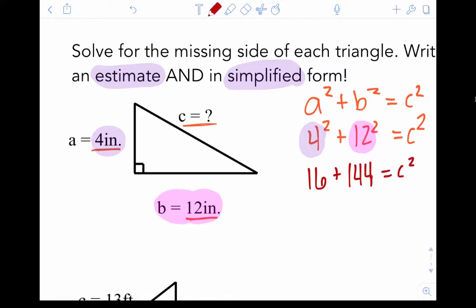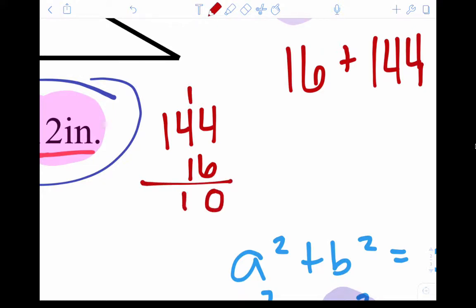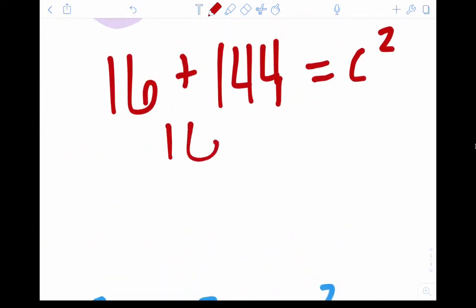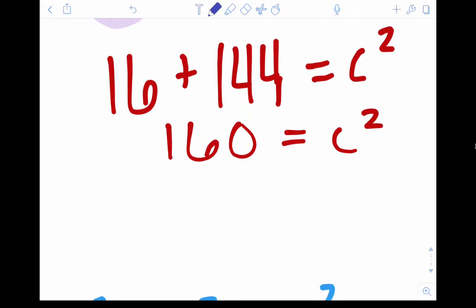16 plus 144, well, if I don't know what that is, I can go over to the side and I can write that out. So when I go over here and add my numbers together, 10, 4, 5, 6, and a 1. So this is 160 is equal to C squared. Now I recognize this equation. I know how to solve this. We've worked on this a lot. I know that in order to get C, because I want to know what C is, not C squared, I need to take the square root.